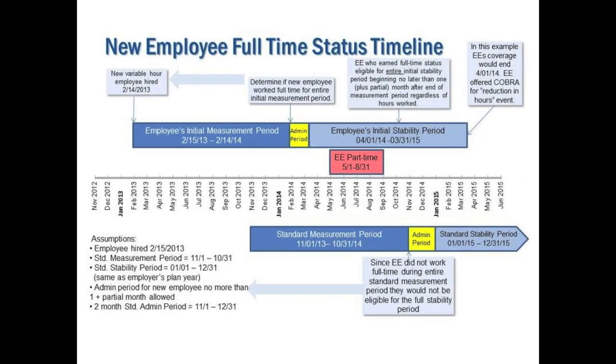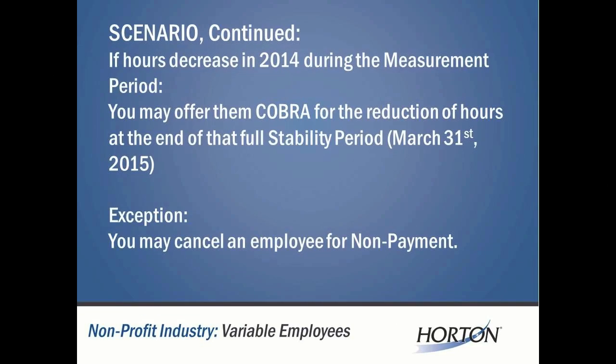The measurement period can be up to 12 months, where again you'll track, did they or didn't they work the 1,560 hours throughout that measurement period in order to qualify for coverage. If you find that your variable hour employee does qualify under the measurement period, coverage must be offered no later than 13 plus a partial month after hire, and that employee will be eligible to participate in your plan for the entire stability period. Let's take a closer look.